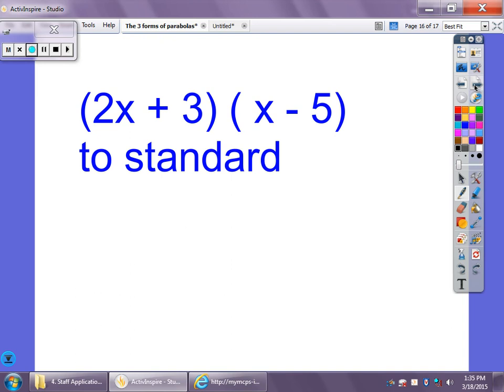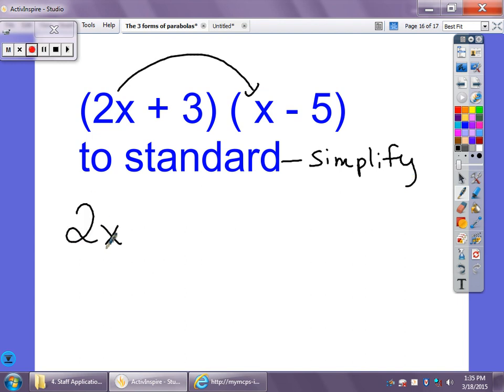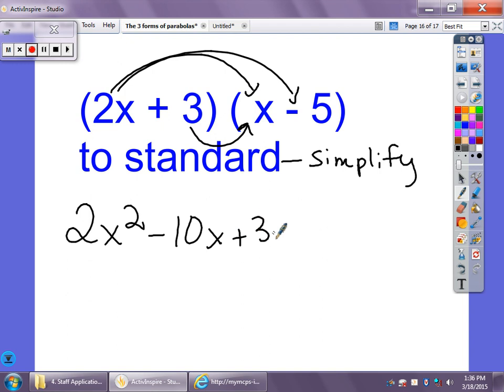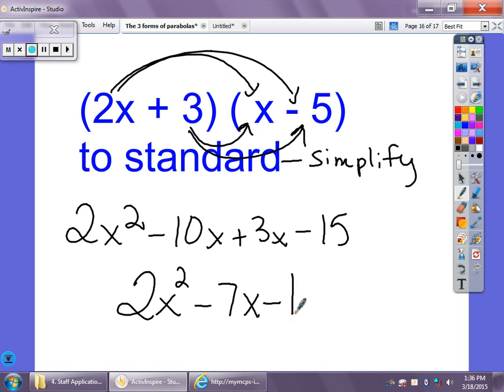Okay, now I've given you factored, and I would like standard. Whenever I want standard, think standard, simplify. So I'm going to go ahead and do the math. 2x times x is 2x squared. 2x times negative 5 is negative 10x. 3 times x is 3x. 3 times negative 5 is negative 15. Combining like terms, I get 2x squared minus 7x minus 15. We're going to continue working with this skill.